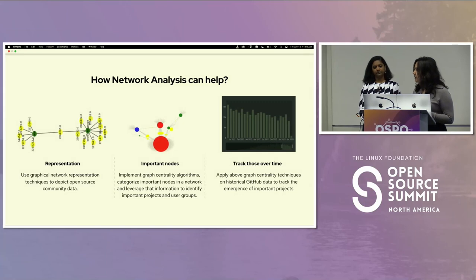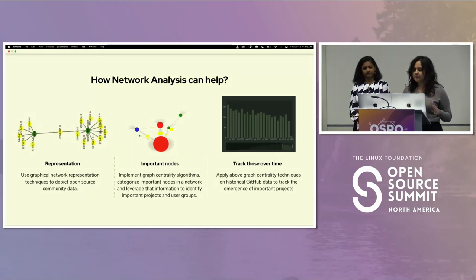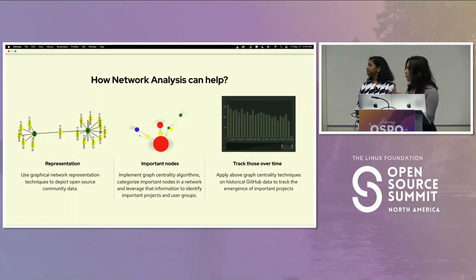Then categorizing important nodes. Once we have a network representation, we can leverage a plethora of graphical network analysis techniques to get answers to questions like, what are the most prominent projects in an ecosystem? Which projects have a lot of dependencies? Things like that. Then we can also track these node groups over time. Network analyses are typically done at a time snapshot. So once we have an understanding of these important players within the community, we want to track their movements over time and observe things like contributor drift.